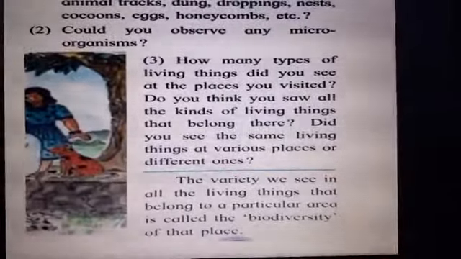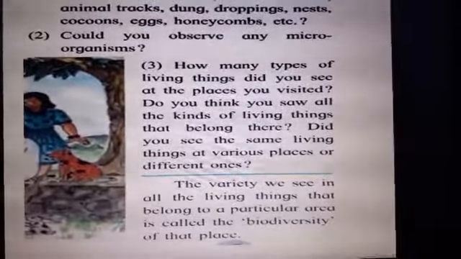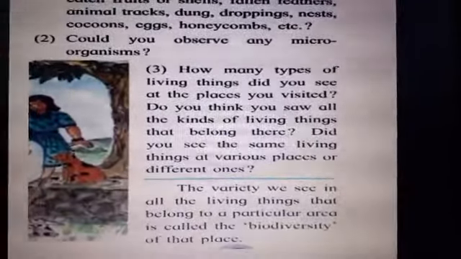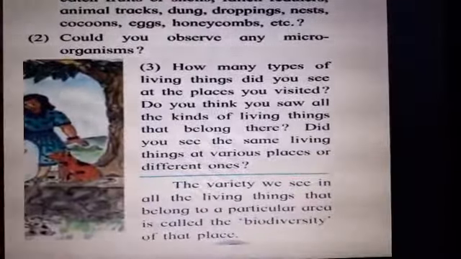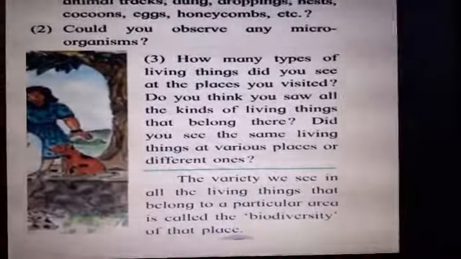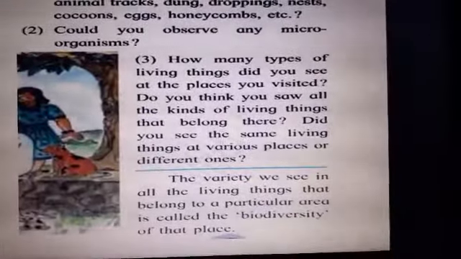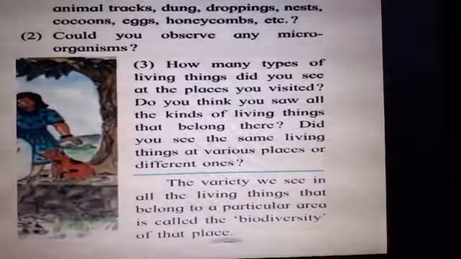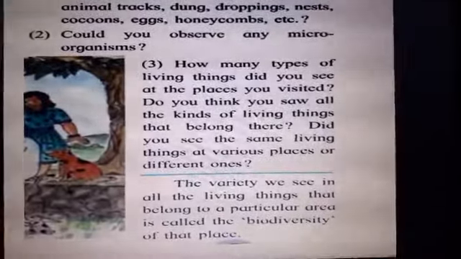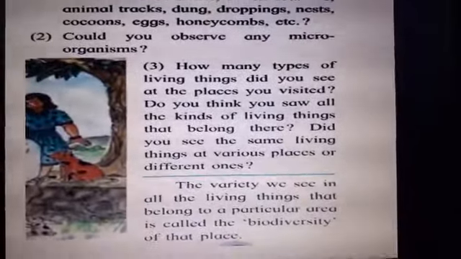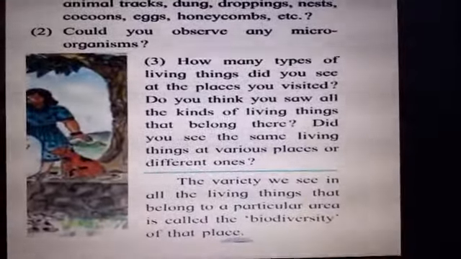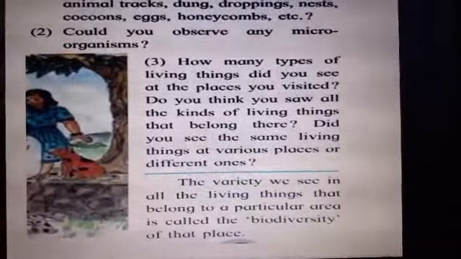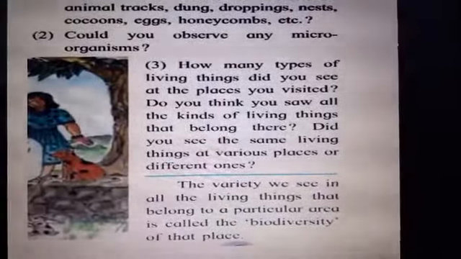The variety we see in all the living things that belong to a particular area is called the biodiversity of that place. Now what is biodiversity? The variety we see in all the living things. The differences, variety means what? The various different living things which we observe that belong to a particular area, which we see in a particular region only, is called the biodiversity of that place. Bio means what? Living, and diversity means what? Differences. So all together makes the biodiversity of that place.